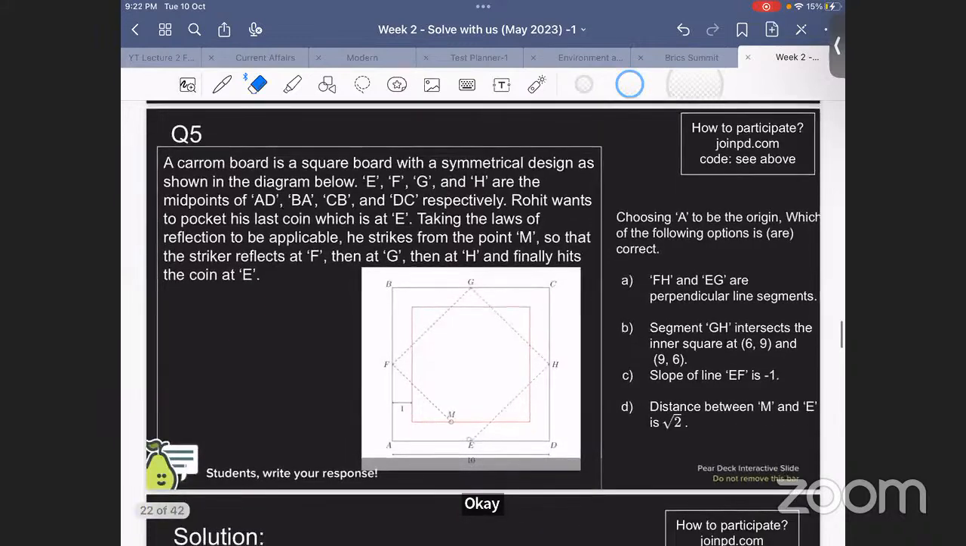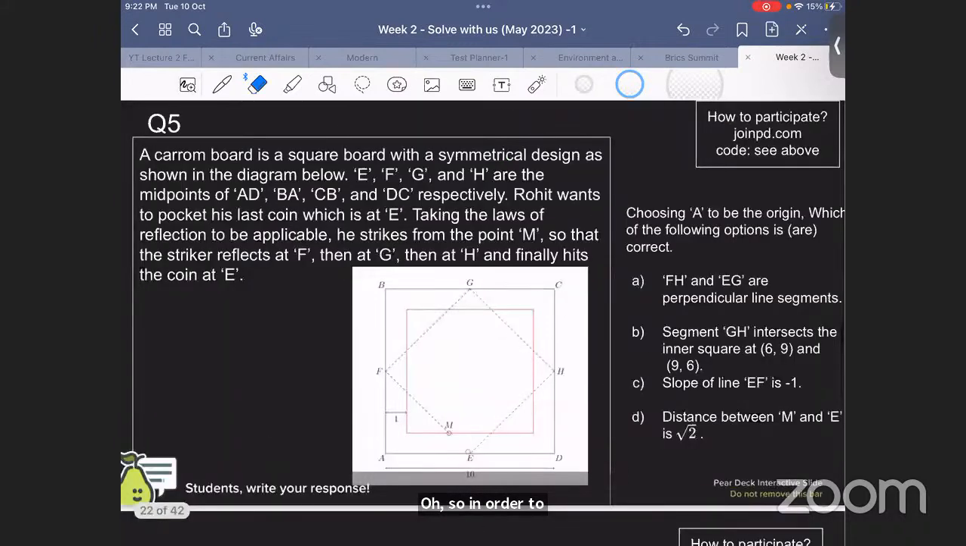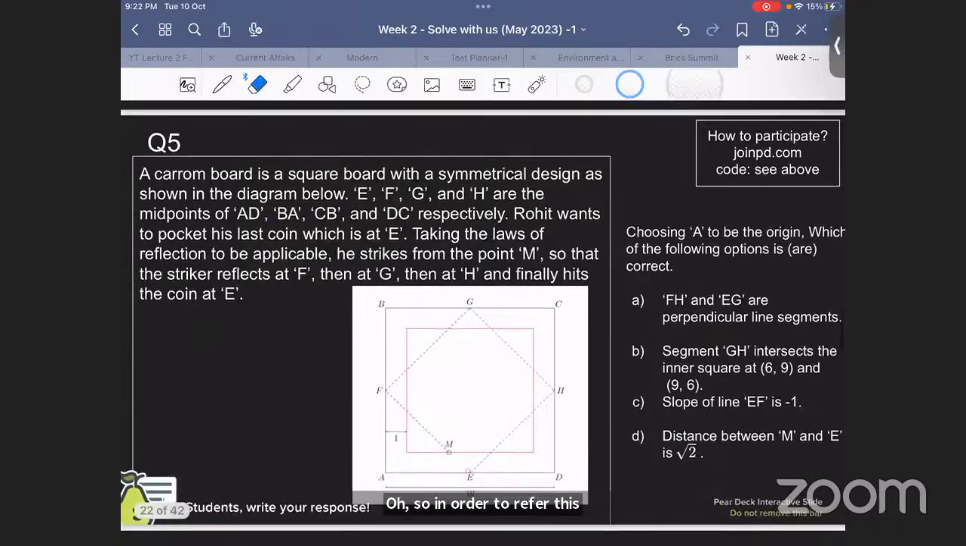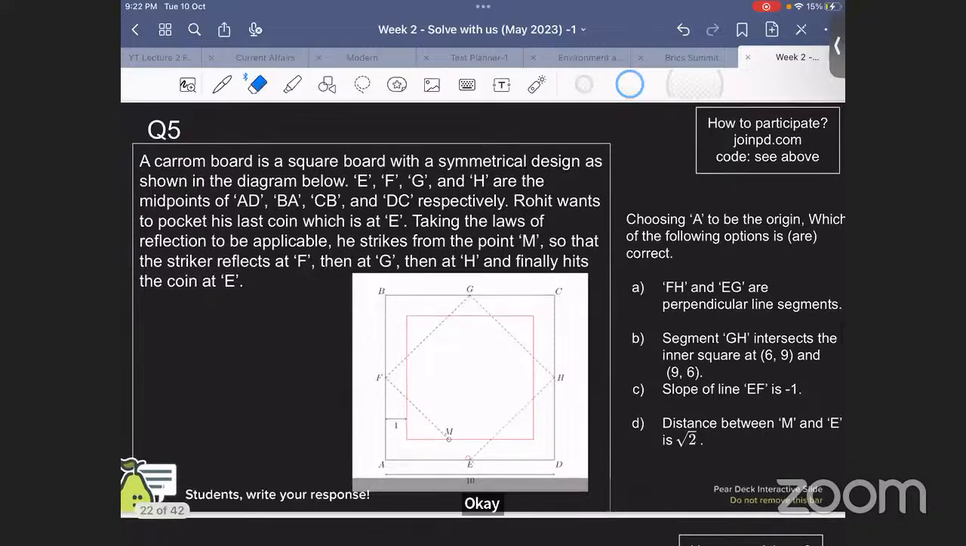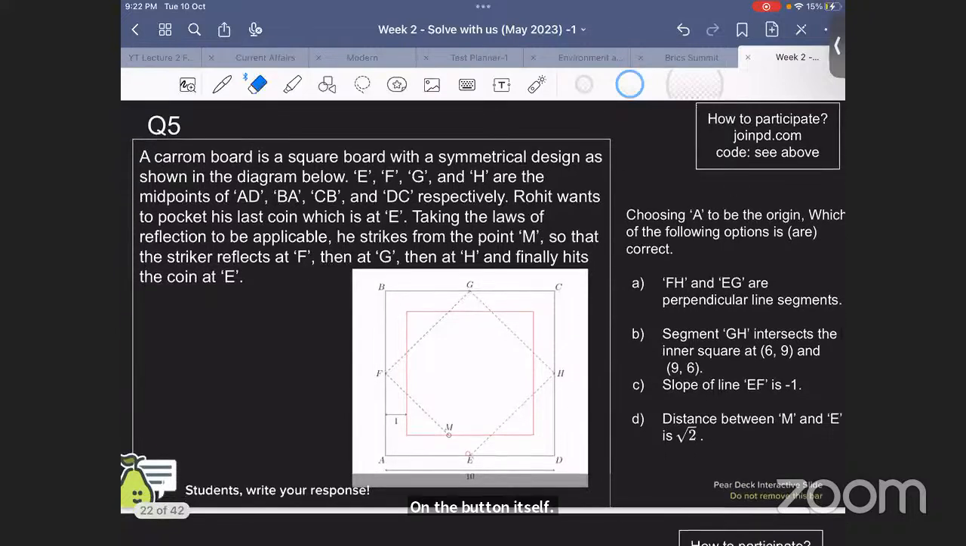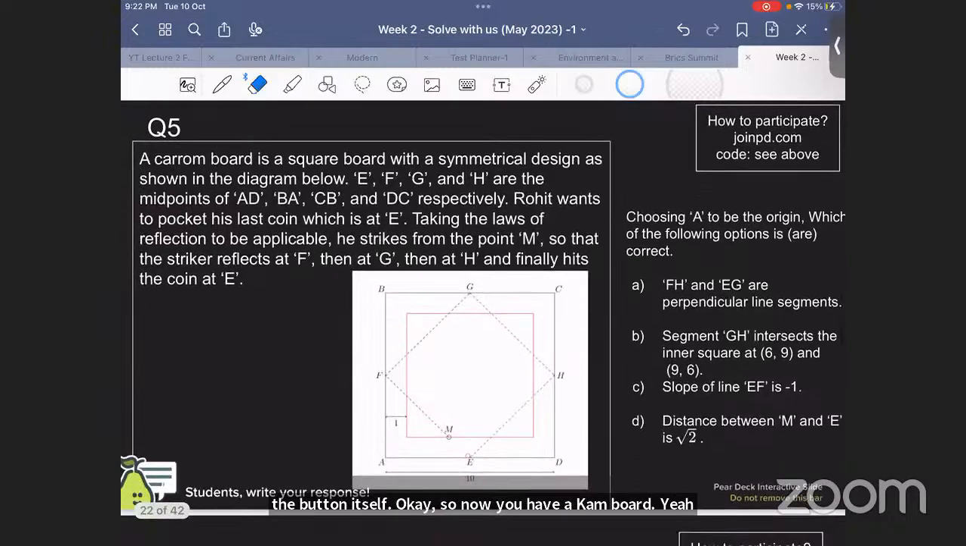Sir, in order to refer to the slides that you're sharing, where do we get the content? Is it available to us? It will be uploaded by tomorrow morning. Okay, on the portal itself. Thank you. Sir, where will it be uploaded? Yeah, it will be uploaded. Don't worry.